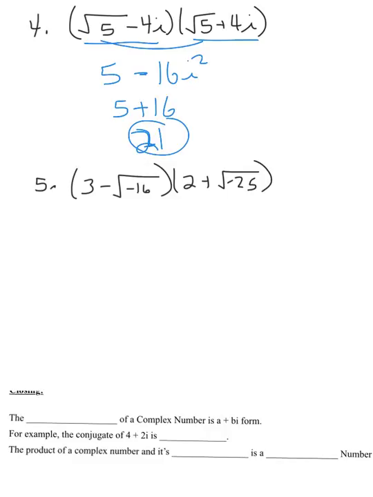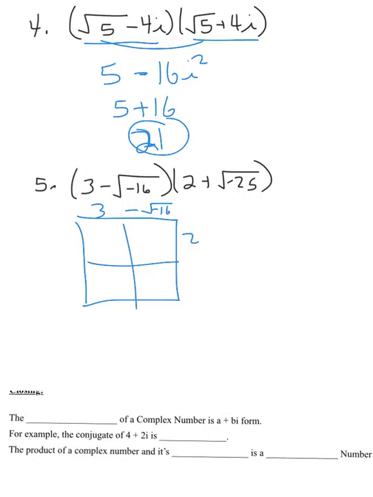Next one, not the same process, okay? Same thing. If you want to go tabular once again, I'll do a big tabular on this one. Make it a little bigger boxes here. I got a 3 minus square root of negative 16 and a 2 plus that.